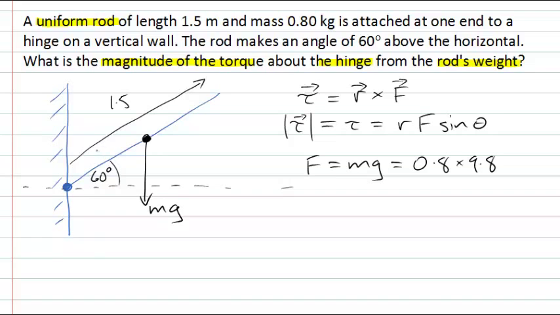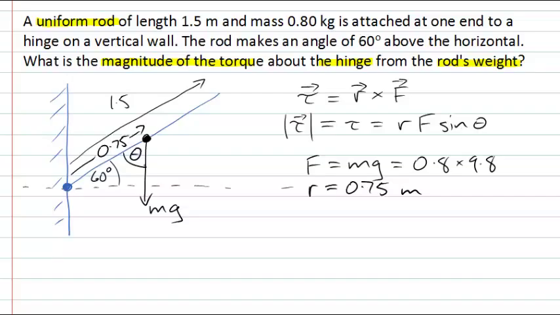So by symmetry, we can see that that center of mass will be located halfway along the rod, a distance of 0.75 from the axis of rotation. So we can see the magnitude of that radius will be 0.75 meters. Now the third thing we need to know is the angle between the radius vector and the force vector. In this case, the force vector being the weight acting through the center of mass. That angle is this angle up here.